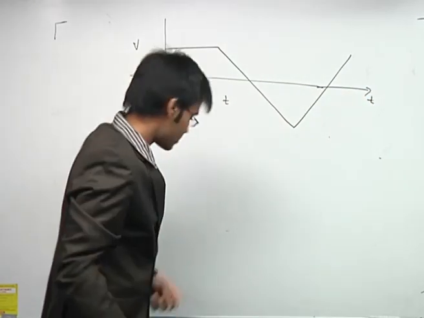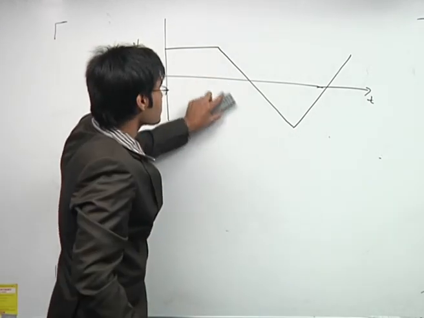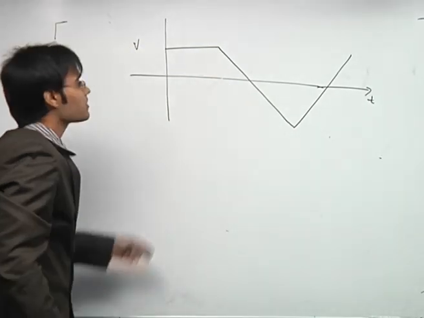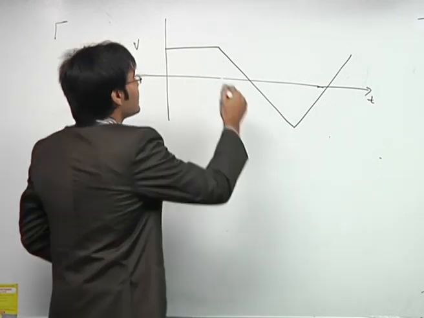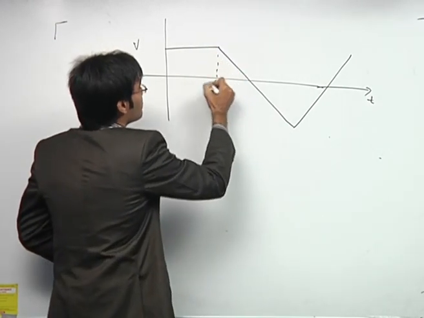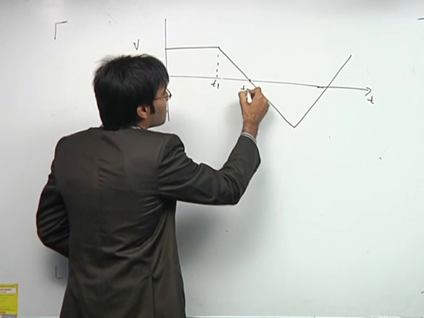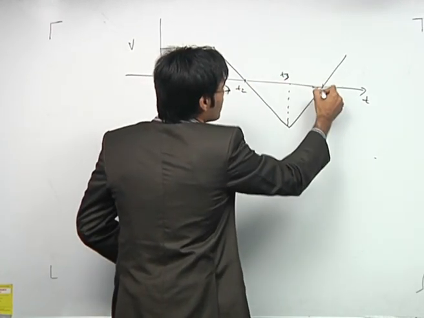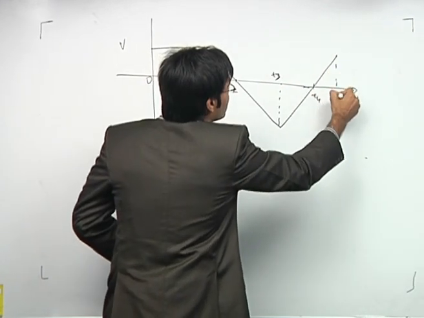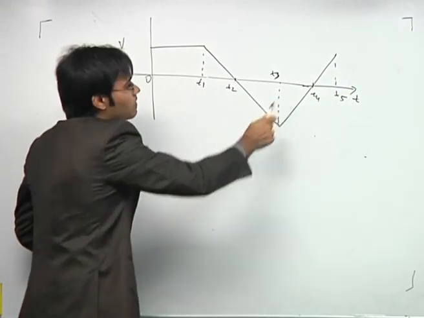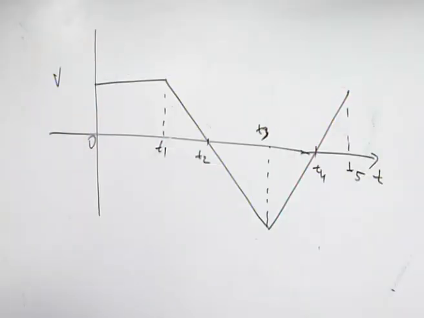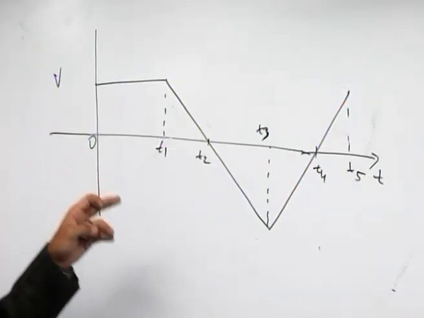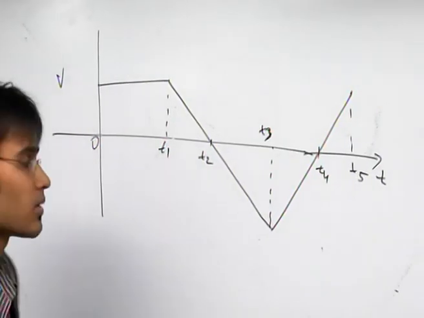Yeah, this is t, just rub over here. So this is the general variation of v versus t, and let's say I'm just marking the intervals. This will be t4, this will be t5. So we have 5 intervals, okay. What we need to find is, using this v versus t, I want to plot x versus t, okay.